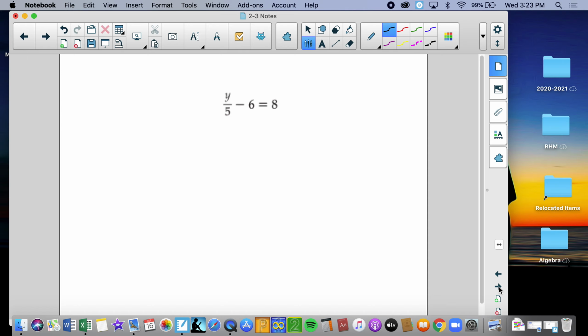Now, here's a two-step equation. Let's talk about what's happening to the variable. So 5 is dividing the variable, and 6 is being subtracted from. So we want to get rid of things being added or subtracted. So what's going to get rid of 6 subtracting is 6 adding to it. Those cancel. We're left with y over 5 equals 14.